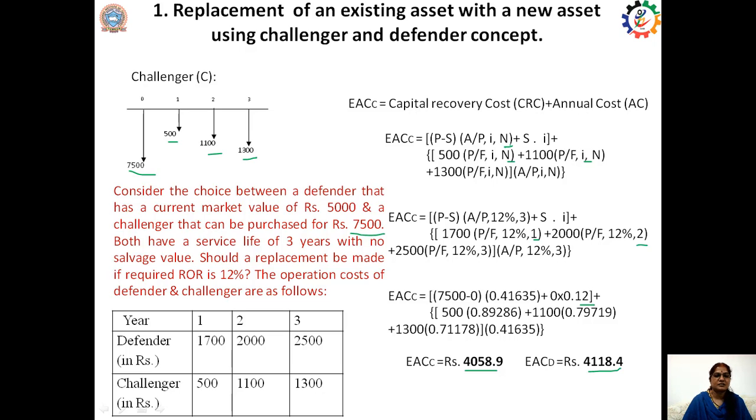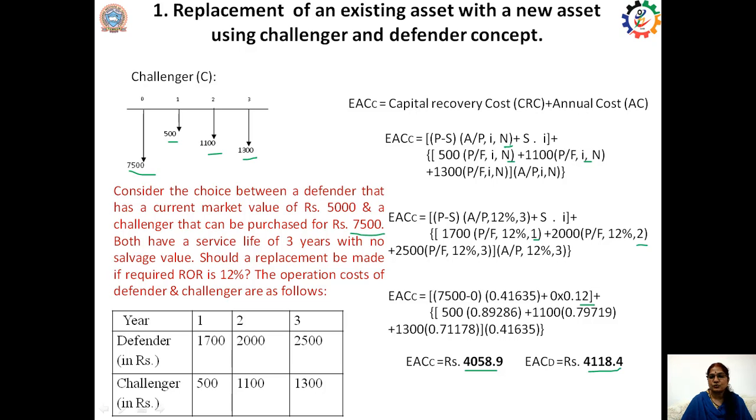The question asked is, should a replacement be made? If required ROR is 12%, should replacement be made or not? Tell me. That's what the question asks. We are supposed to answer with the justification. So how should we answer?